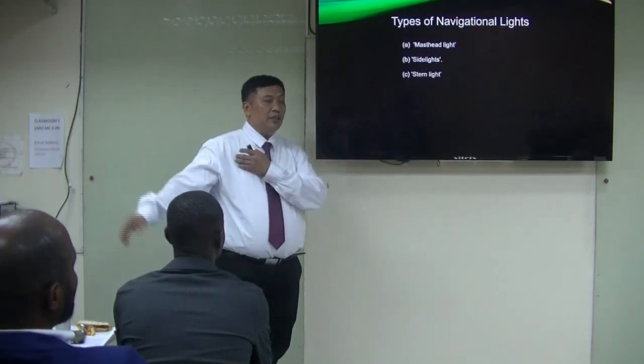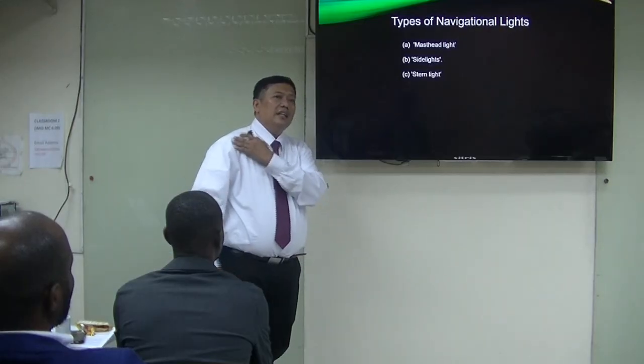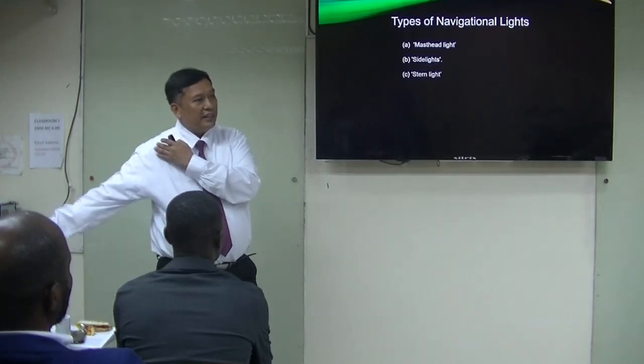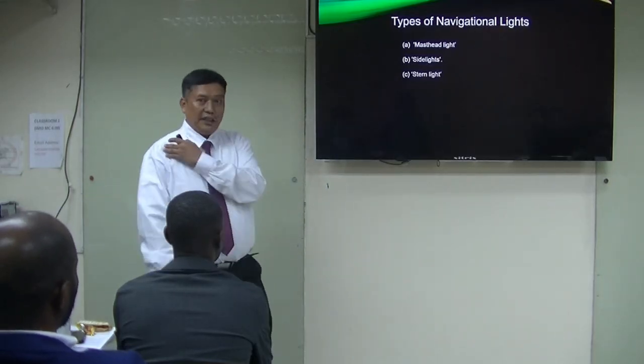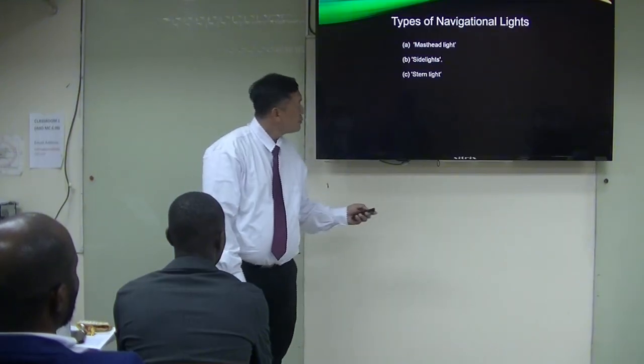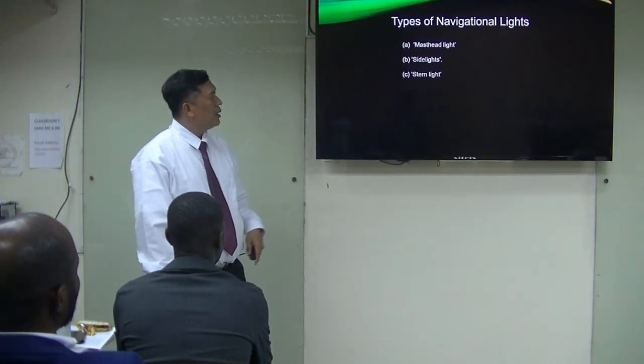Green light is on the starboard side, and on land we call it the right side. So it's clear regarding this one. So we move on to stern light.